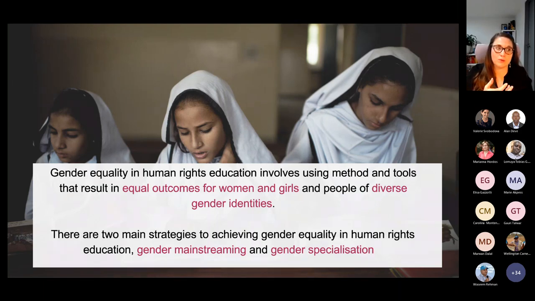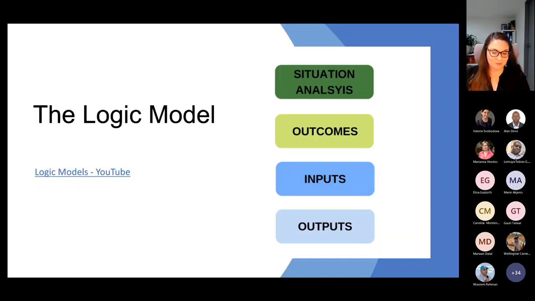So the ultimate goal is gender equality in everything that we're doing. We use gender mainstreaming and gender specialization as a way to get there. And also, beyond just putting two different genders or more into a room and getting them together, it's much more, not complicated, it just takes a little bit more thought than just mixing genders together.